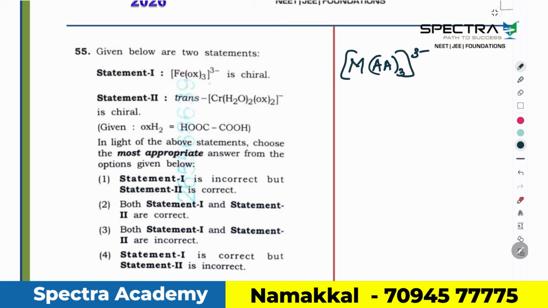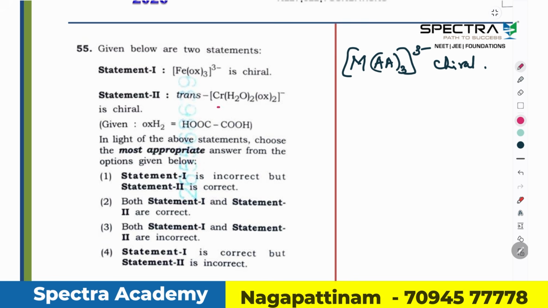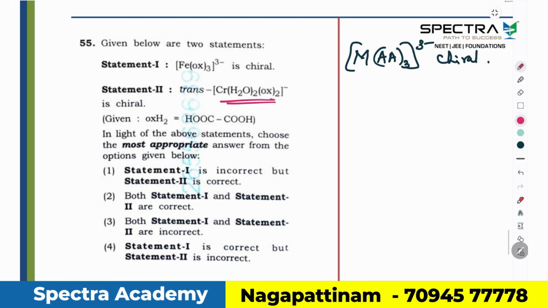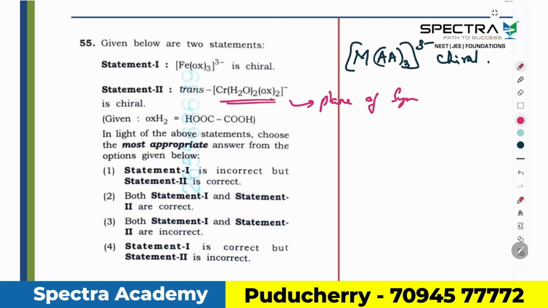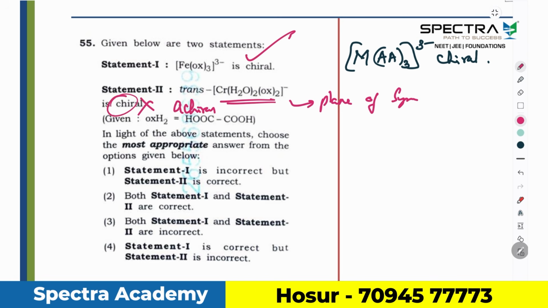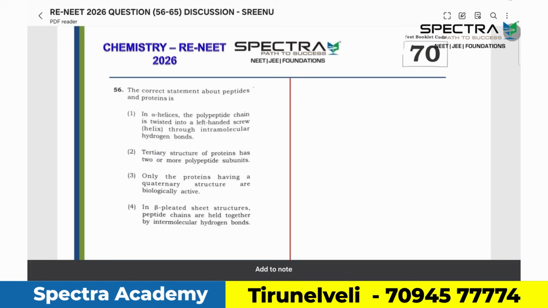Right? And the all-cis form is chiral. It is optically active. It has optical isomers. When you go for this trans compound, there is a plane of symmetry, and this is achiral. So this is true and this is not true. So the answer for this question is option 4. Okay? Thank you. Question number 56.